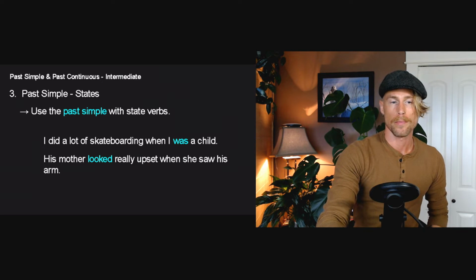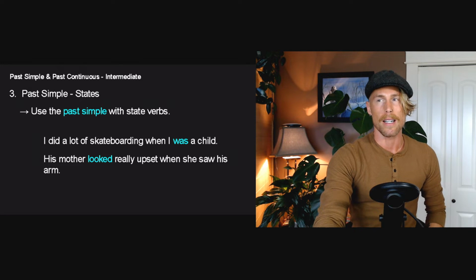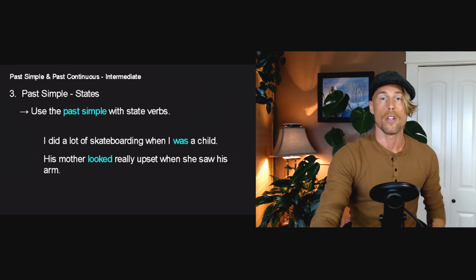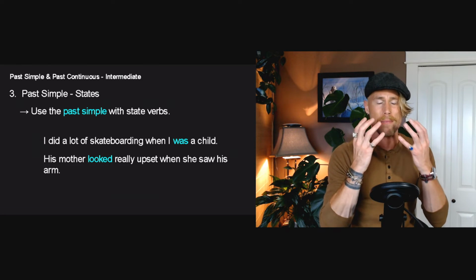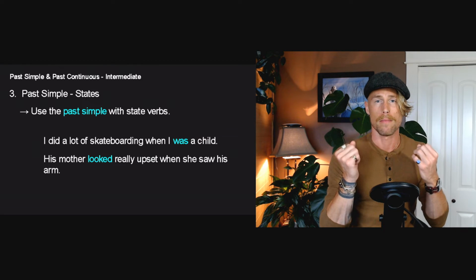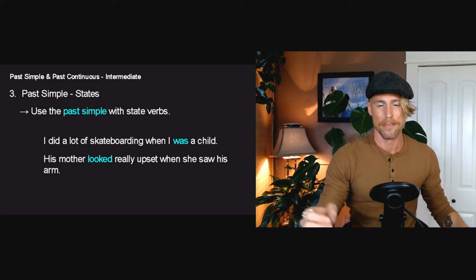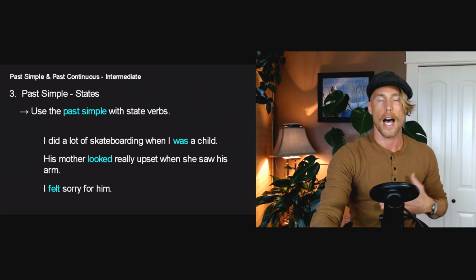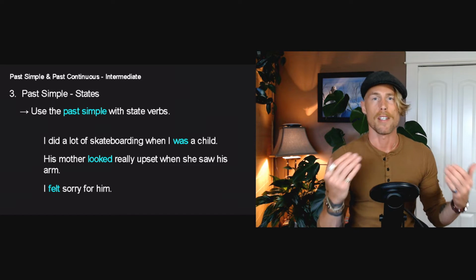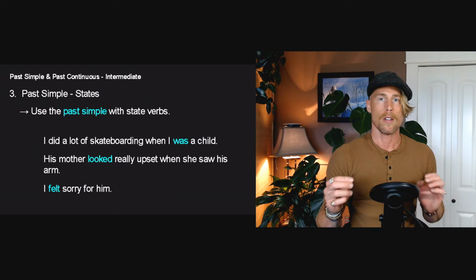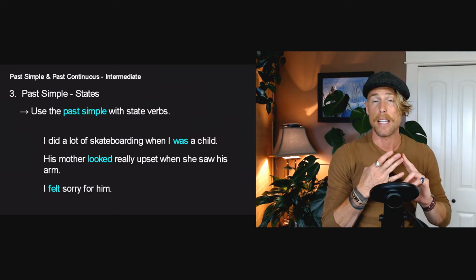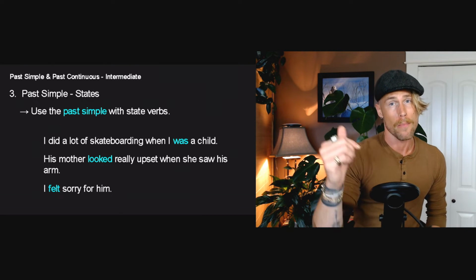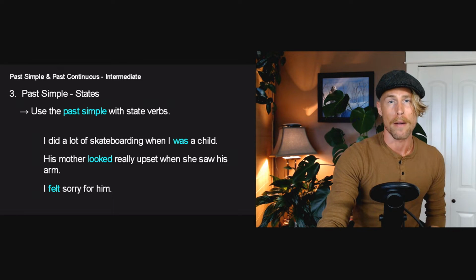Another example, his mother looked really upset when she saw his arm. So, she looked upset. She was emotional, sad, not happy, obviously. I felt sorry for him. I had compassion, sympathy. State verbs. The be verb, think, feel, these are state verbs. Watch my video about state verbs if you want to know more about state verbs.